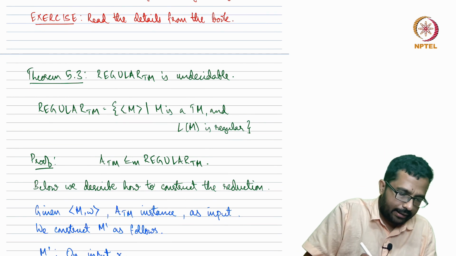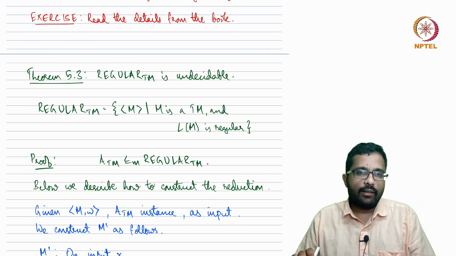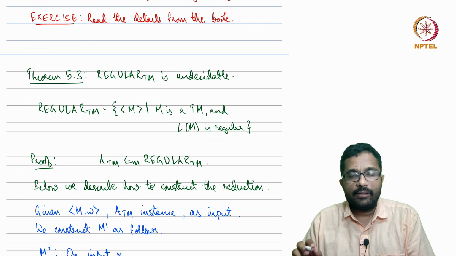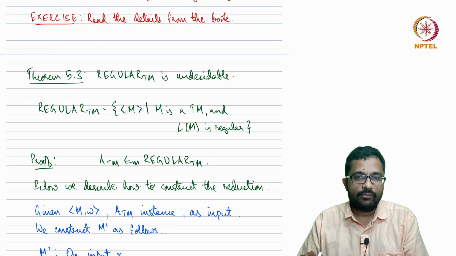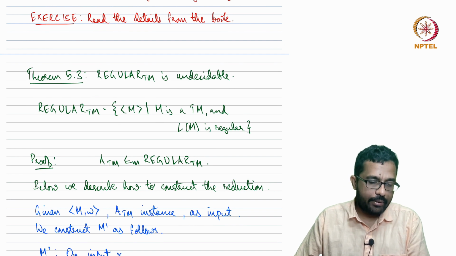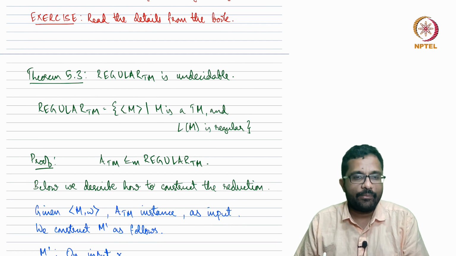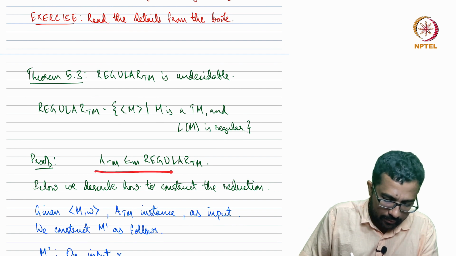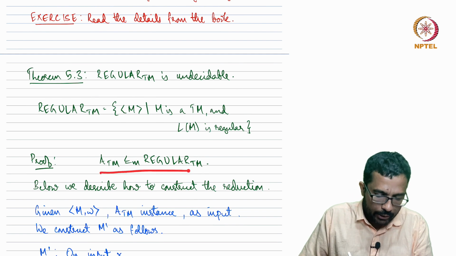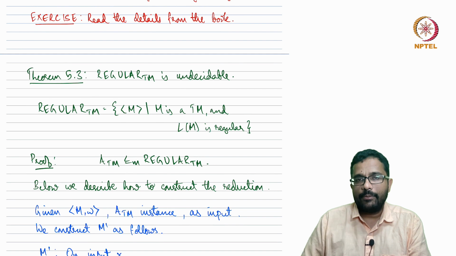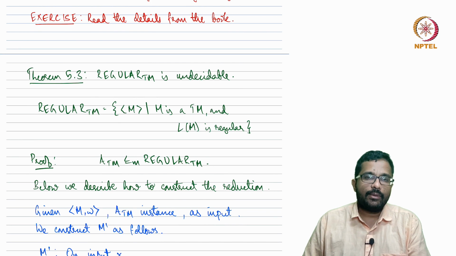The next language is regular TM. So what is regular TM? Given a Turing machine, we are asking whether the language recognized by this Turing machine is a regular language. This is also undecidable. Again, we show it by reducing from ATM. So we reduce ATM to regular TM, and this implies that regular TM is undecidable.